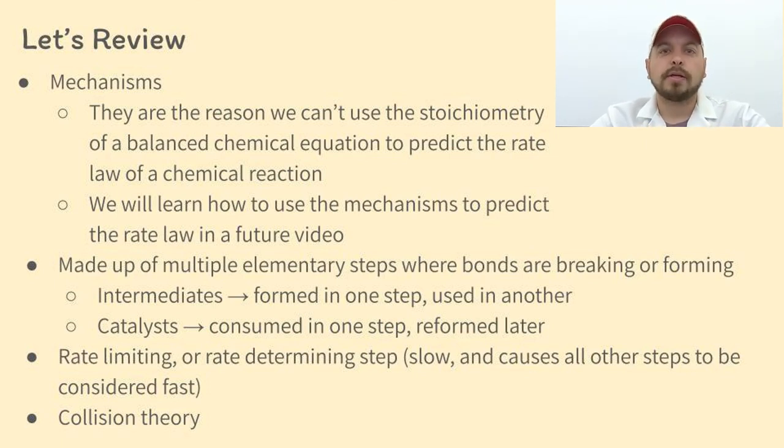Now, a mechanism is made up of multiple elementary steps where bonds are breaking or forming. And in mechanisms, we can have both intermediates, chemicals that are formed at one step and used in a subsequent step, or catalysts, which are used in one step and then reformed in a later step. And there is a rate limiting or rate determining step, which is the slow step. All other steps would be considered fast in comparison.